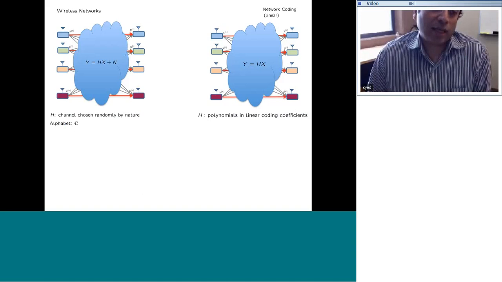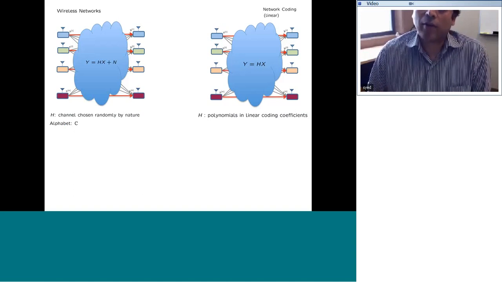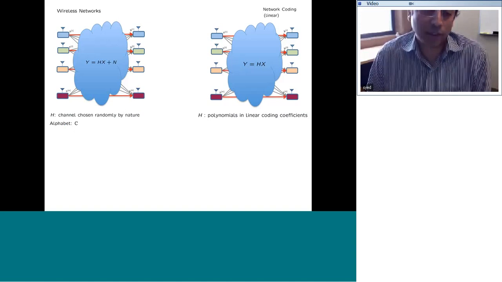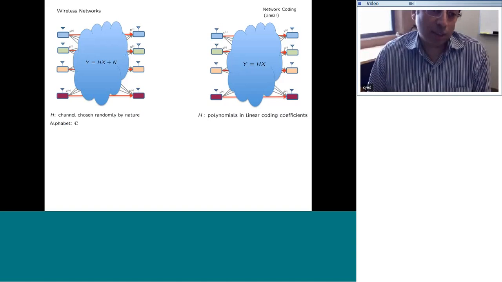Now in the wireless setting, we're dealing with complex alphabet, and complex numbers are closed. So it has nice properties. Every polynomial will have solutions. So it has many nice properties. We would like to work with complex numbers.